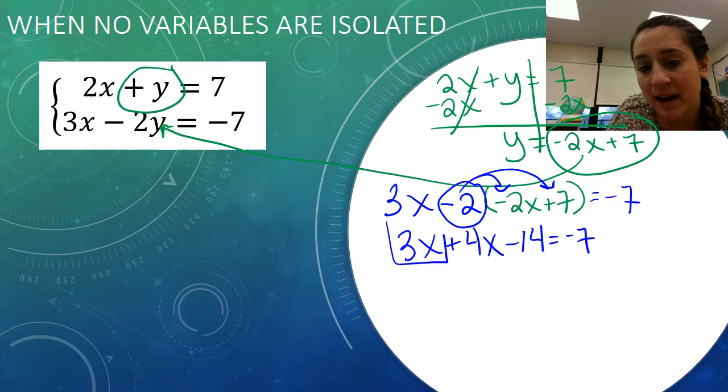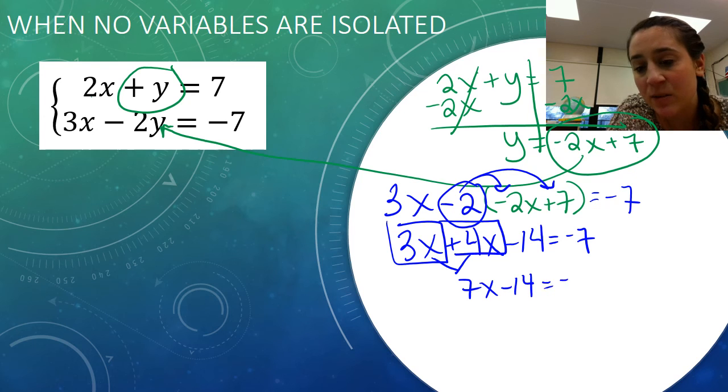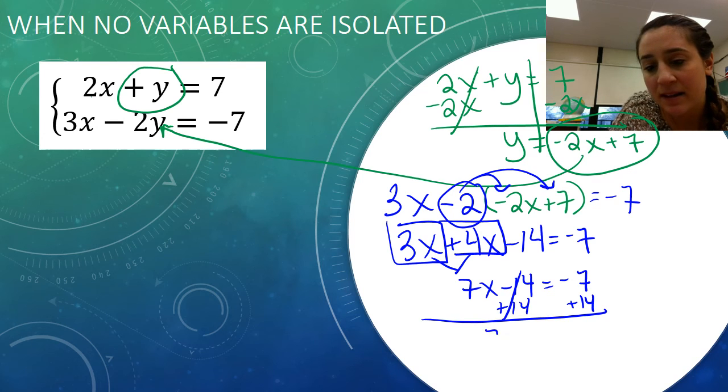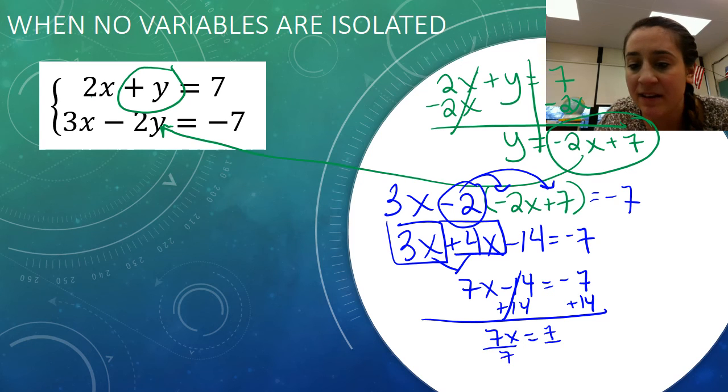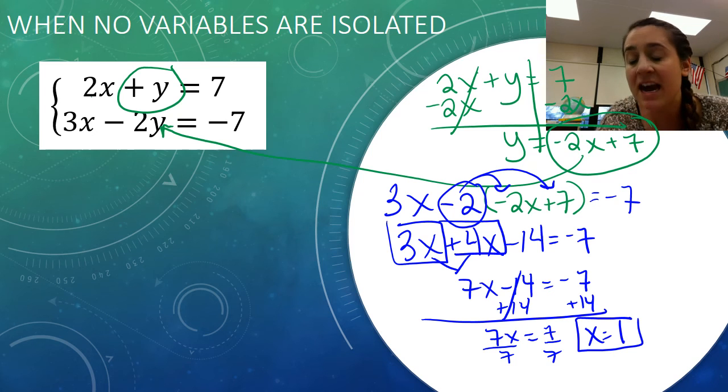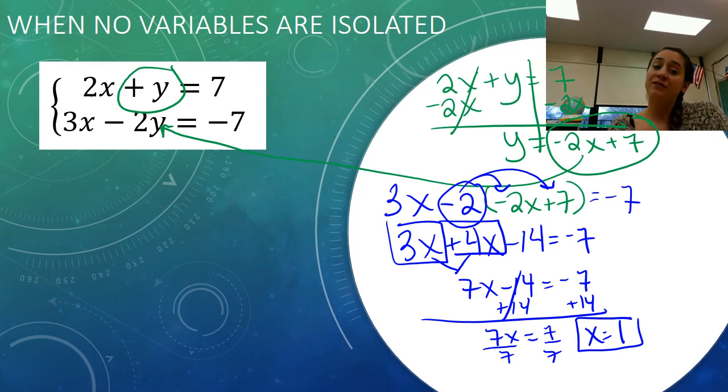I'm going to combine my like terms. 7x minus 14 equals negative 7. I'm going to add 14 to both sides. 7x equals positive 7. Divide both sides by 7. And then x equals 1. This is great. Now I have my x value. But to get a final answer, I also need to have my y value.